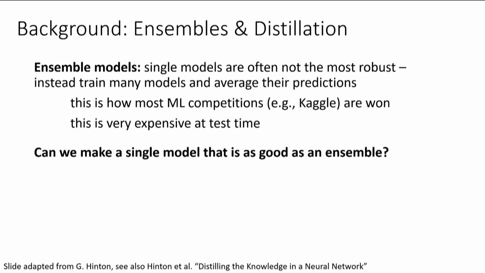So what you do is you take your training set, and you train your single small model on that training set, but you're actually not going to use the ground truth labels. What you're going to use are the class probabilities from your ensemble.